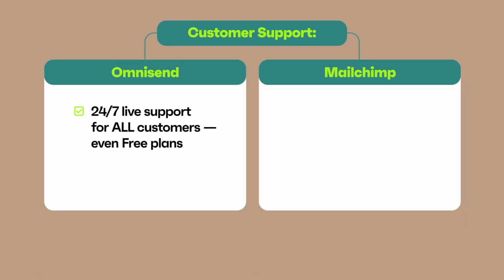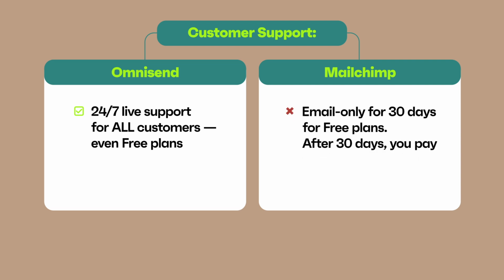Okay, so to recap, Omnisend offers 24/7 live chat and email support for all customers, even those on the free plan. There's no introductory or trial period for support. Mailchimp offers live email-only support for those on the free plan, but only for 30 days. After that, all live support is reserved for paying customers only, leaving you to fend for yourself. Both Omnisend and Mailchimp do offer a pretty nice and extensive knowledge base of articles available for all customers, which of course I like. Sometimes a simple question has a simple answer.